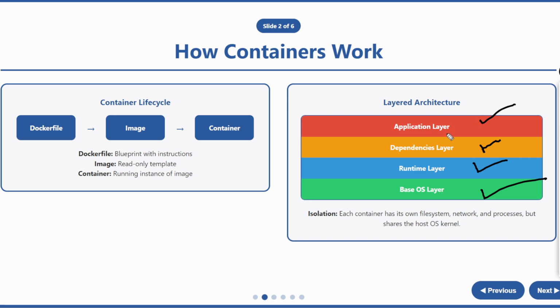In the application layer, Docker does application layer virtualization, but a virtual machine does OS layer virtualization. That is the difference. And for isolation, each container has its own file system, network and process, but shares the host OS kernel. That is the difference.